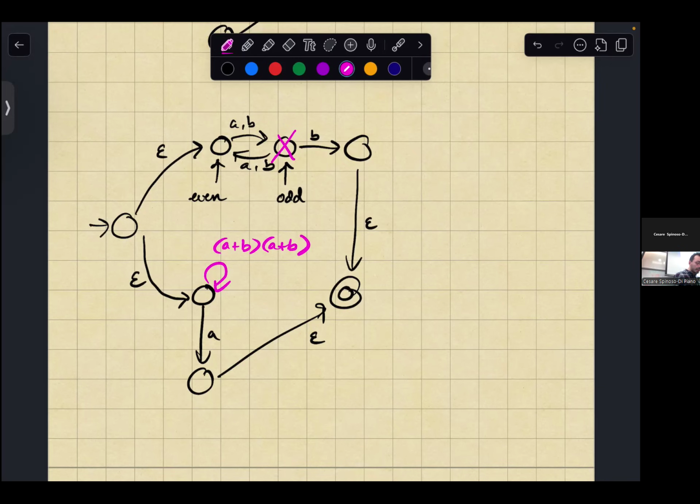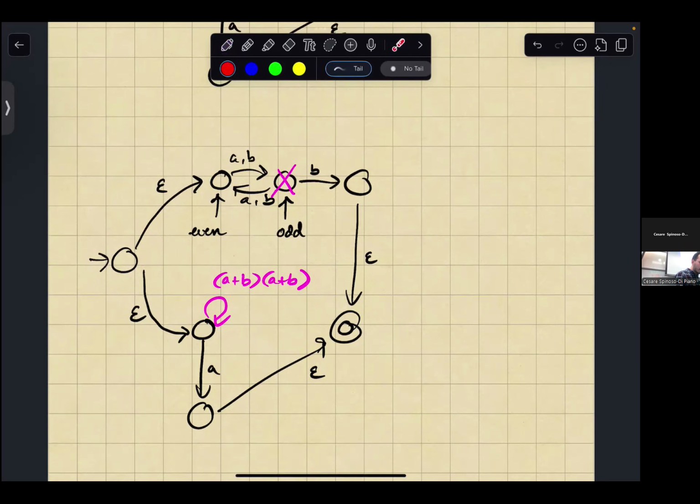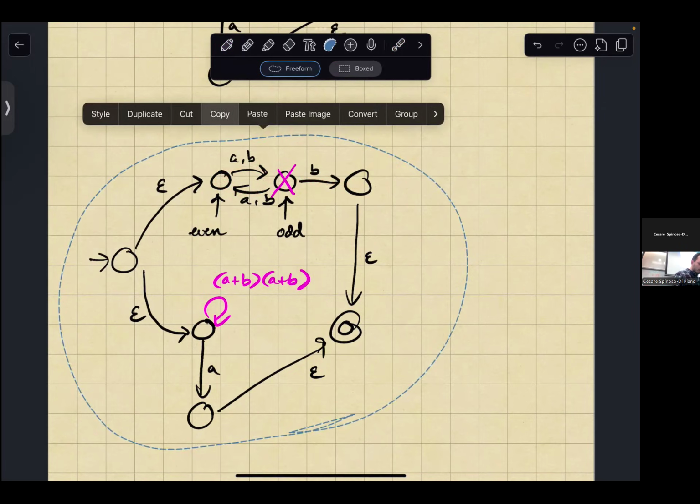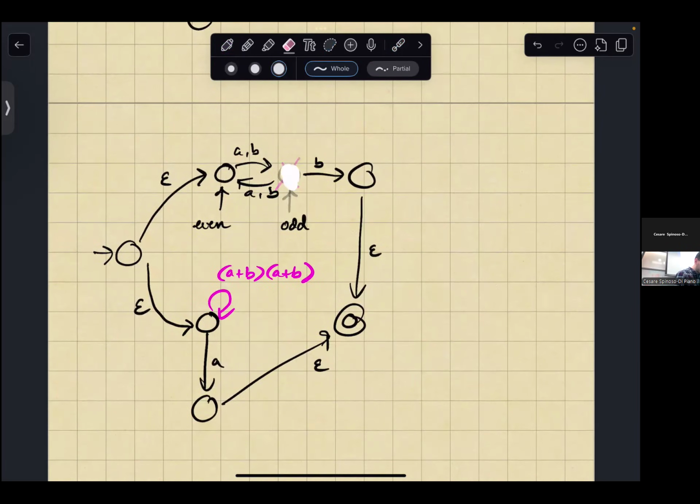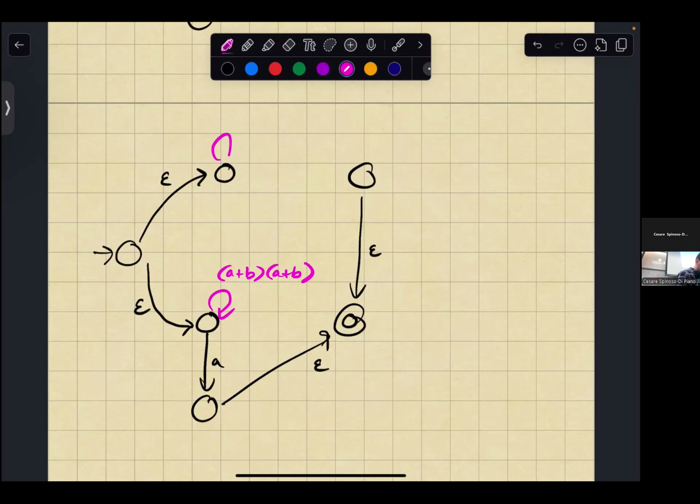So if I eliminate this state next, then I have to consider the fact that I can use this state to go from here to here, right? And I can also use this state to self loop on this state, right? So that means that I have to add. So if I eliminate this state, right? Then let's see if I remember. I have a self loop A plus B, and then I have an edge that goes to this other state with A plus B, and then B, right?